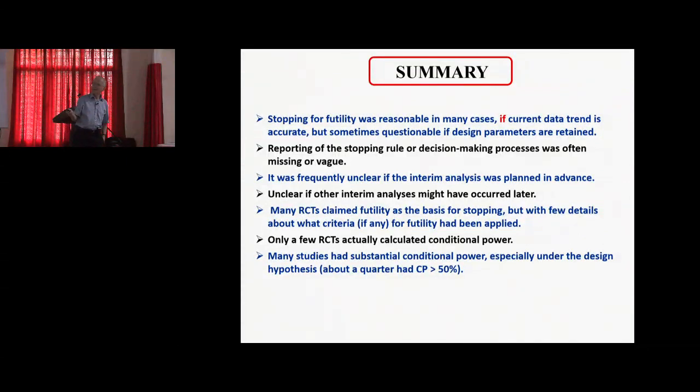It's unclear if the interim analysis was planned ahead of time, unclear if other interim analyses might have happened later, and many of them claimed futility, but exactly what criteria had been used was often missing. Only a few actually calculated conditional power, and many of them had substantial conditional power, especially under the design hypothesis. So it's actually about a quarter of those studies had conditional power more than 50%. And, on the basis of a coin toss, you should keep going, not stop.